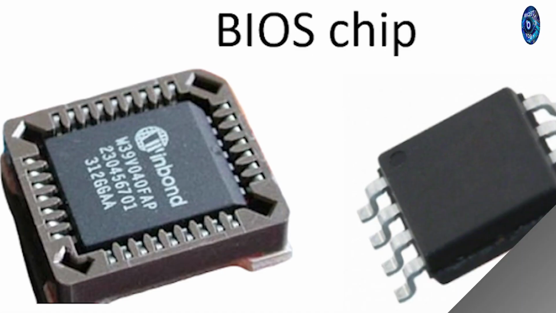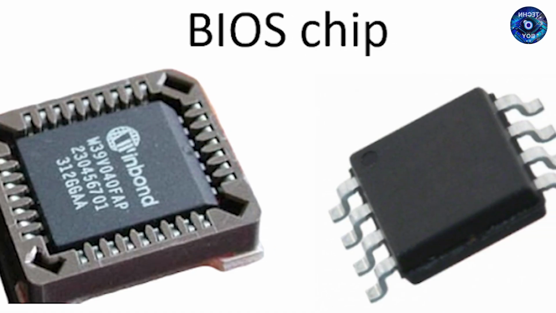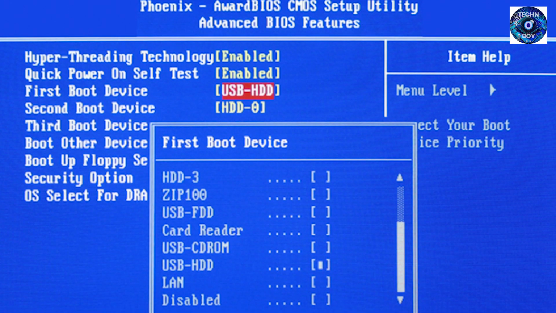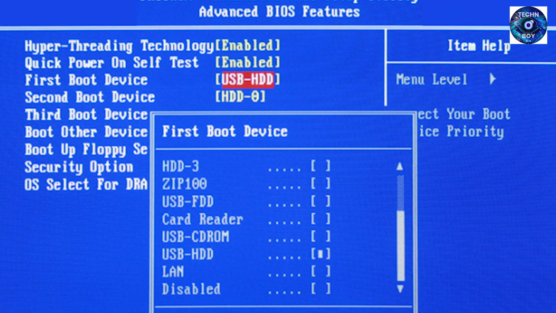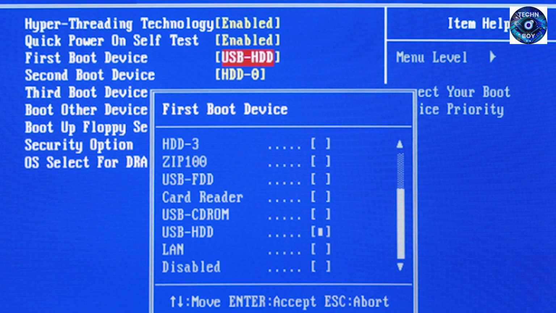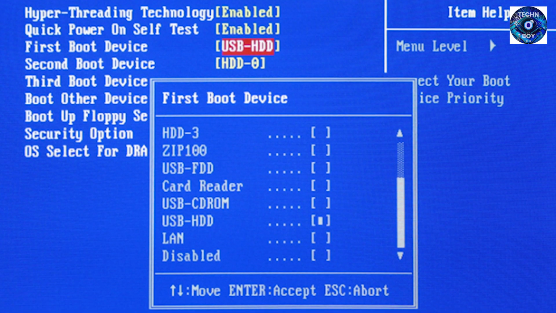ROM stands for read-only memory. It's a very tiny IC or tiny memory which is used by the computer during starting of the computer, which means when you turn on your system, your CPU or your laptop, the BIOS program will determine which booting device will boot first. It may be hard disk, it may be USB device, it may be CD drive or DVD drive.